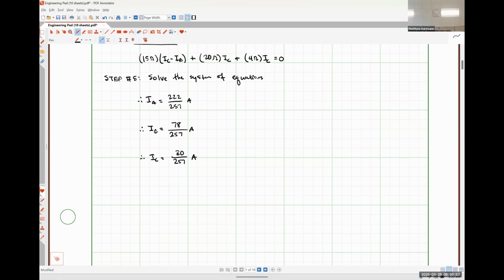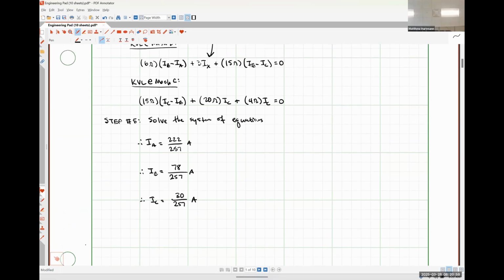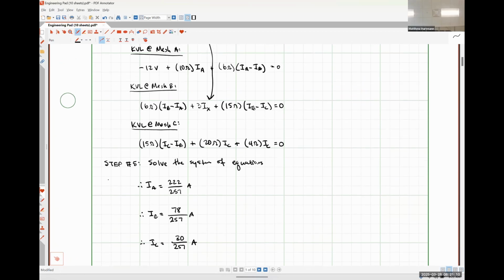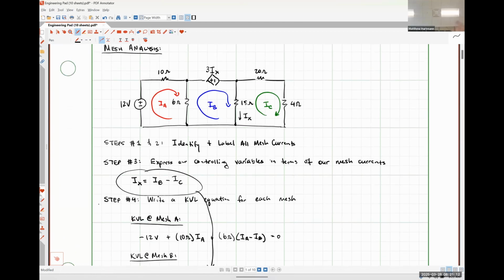So before we move on from here, if anybody else threw that system into their equation solver, did you get a similar result? Okay. So once we know these three mesh currents, we can then use them to solve for any other quantity that we might be interested in this circuit.